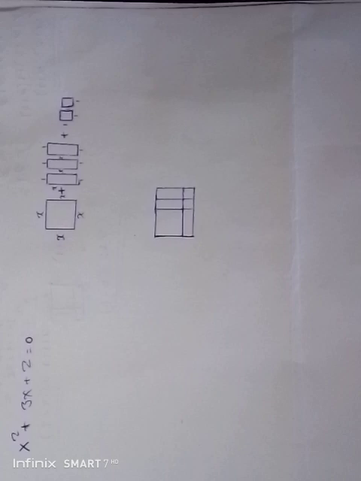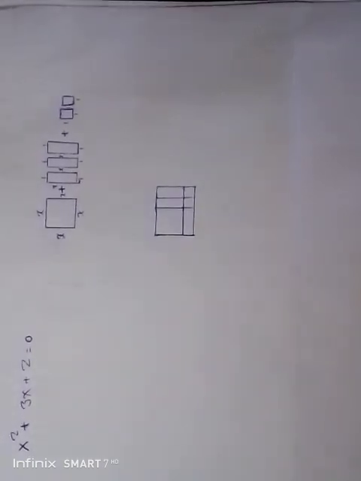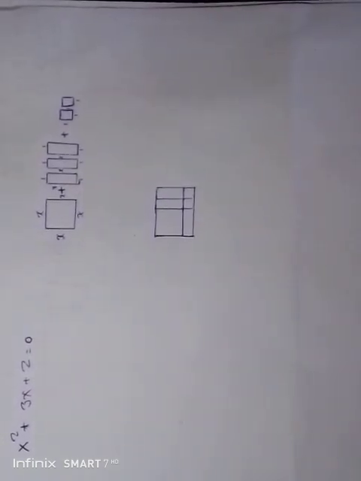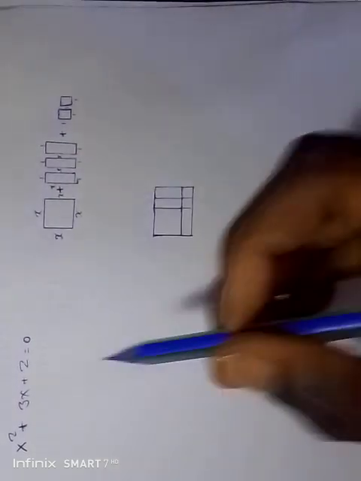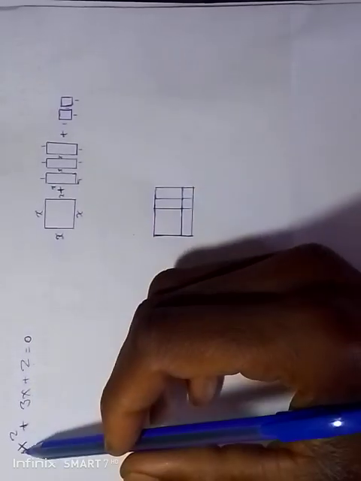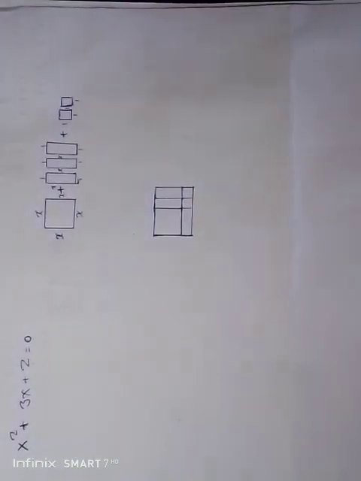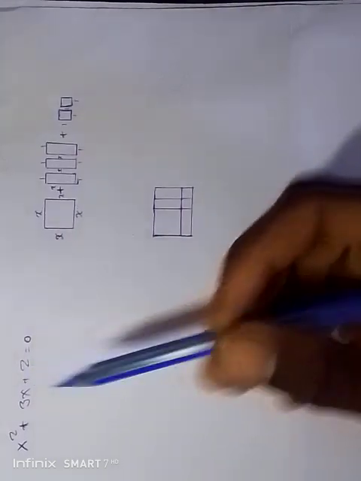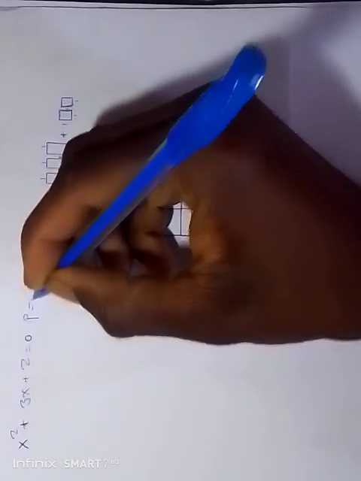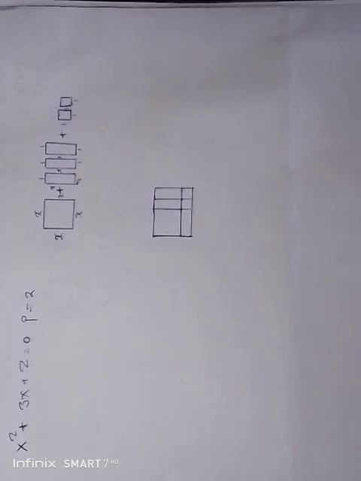With me it's a quadratic equation, so let us solve it using the factorization method. Okay, so what we need to do here is find the product, sum, and two factors. The product is the number we get when we multiply the coefficient of x squared by the constant. When we look at this equation, the coefficient of x squared is 1 and here we have a 2. So our product is 2. Now let us find the sum.